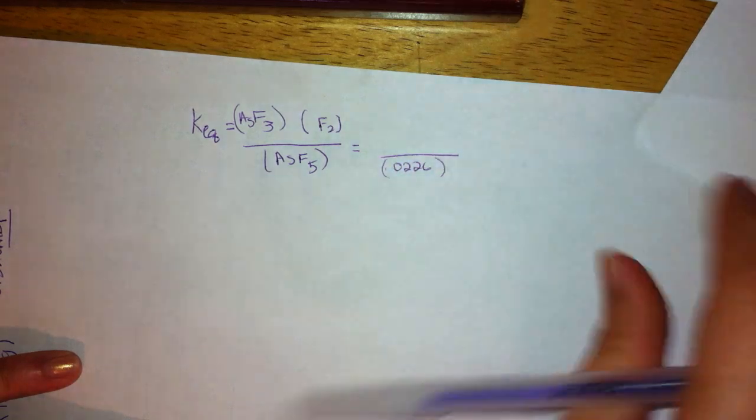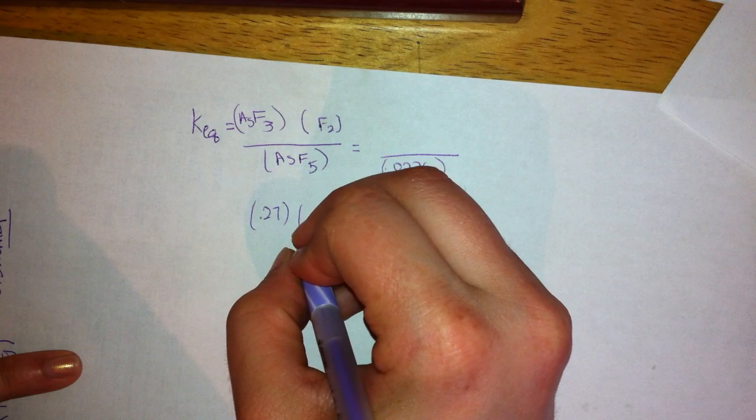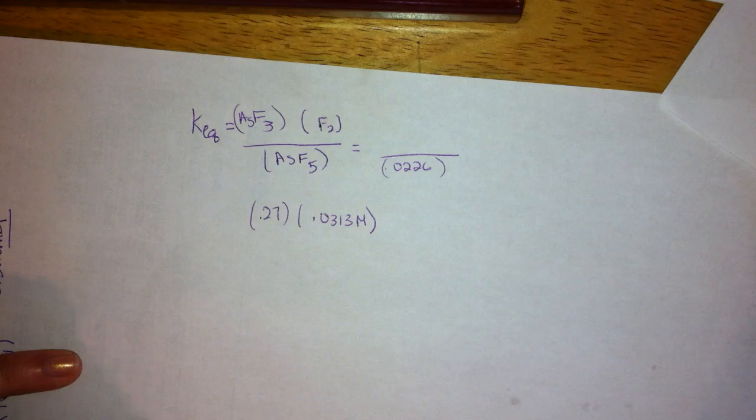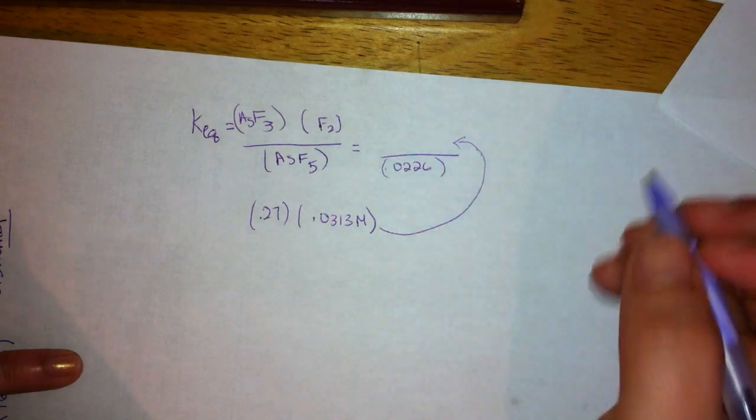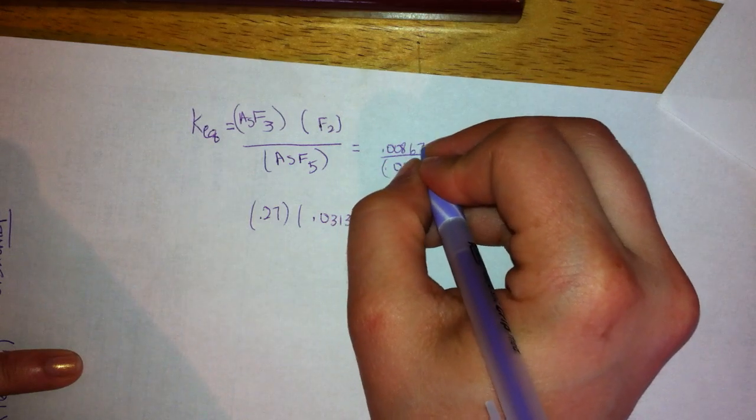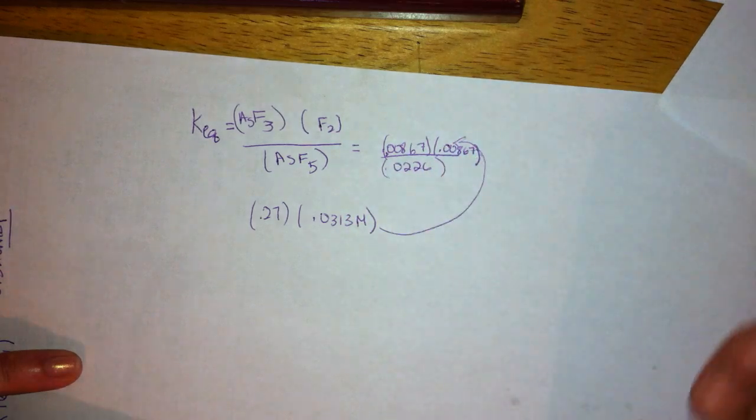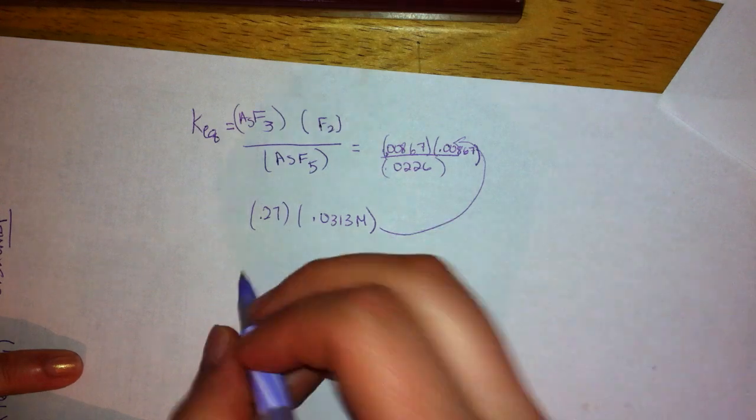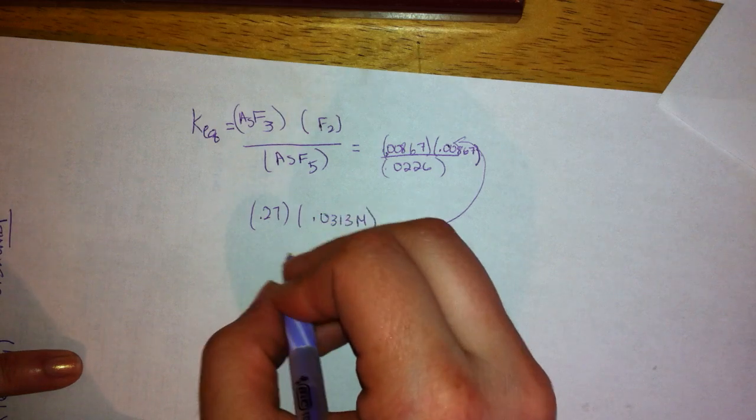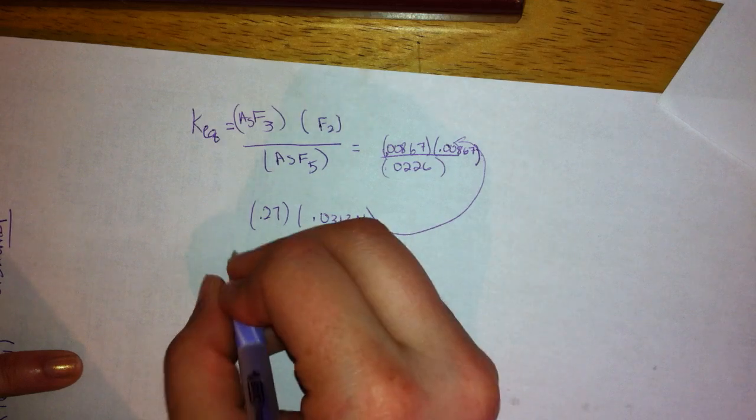And the other ones will be 0.27 times the initial molarity, which was 0.0313. Okay, to get those numbers that go there. So that's going to be 0.00867 for both of them. Okay, so when you do that, you can find the KEQ, which is 0.0033 equals KEQ.